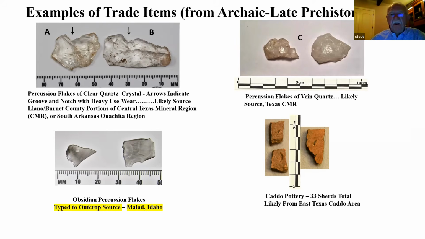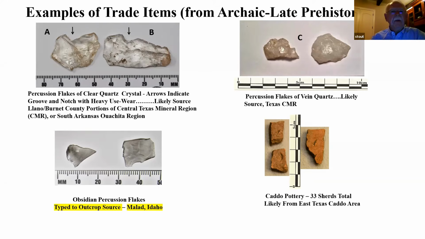Now, what's not known and what never will be known is how long it took Native Americans to get that here. It was probably over a period of tens to maybe hundreds of years, multiple trade swaps along a path that roughly was as far out as Idaho. And there's actually a fair amount of obsidian in Texas that comes from these Malad, Idaho outcrops.